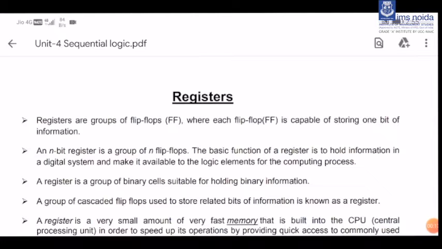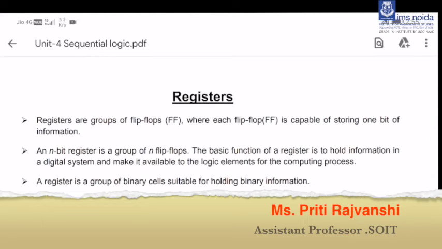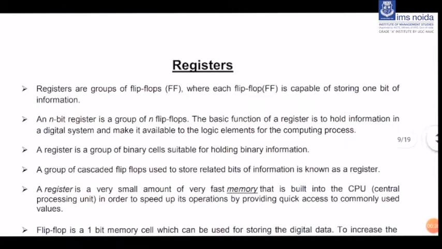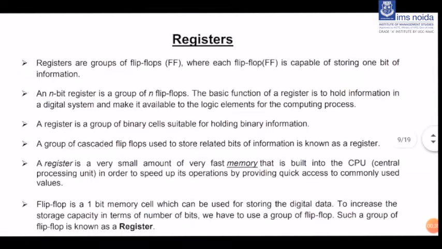So registers are a group of flip-flops, where each flip-flop is capable of storing one bit of information, which we discussed earlier. Combinational circuits have no memory, while sequential circuits have one bit of memory. Registers are prepared with the help of flip-flops. So an n-bit register is a group of n flip-flops. The basic function of a register is to hold information in a digital system and make it available to the logic elements of the computing process.